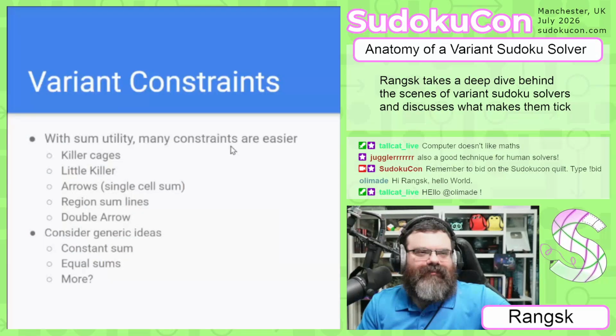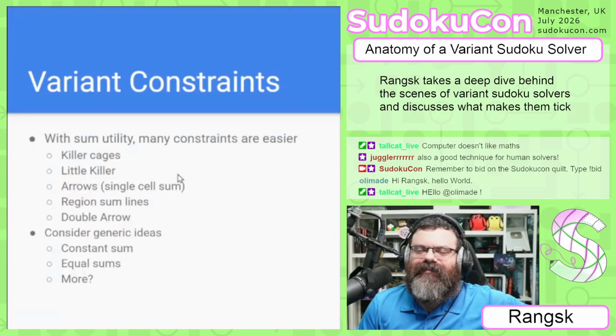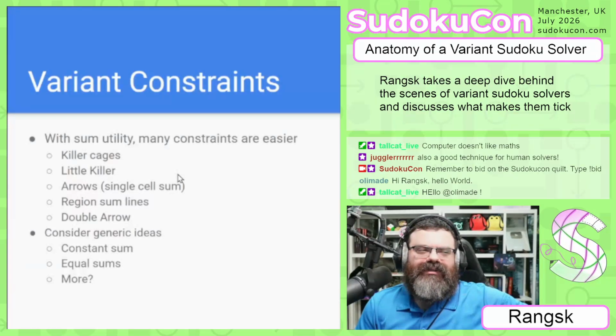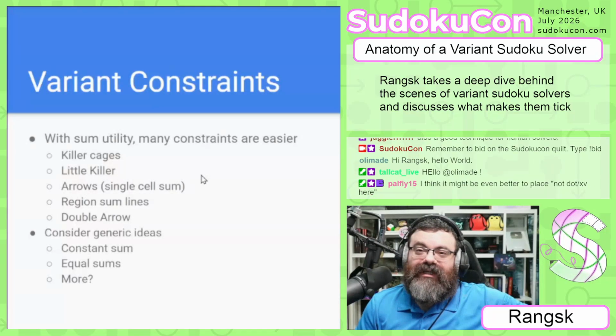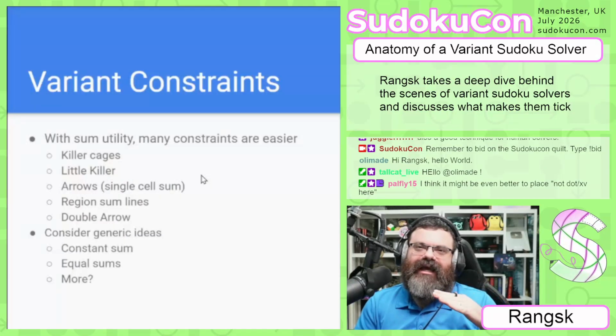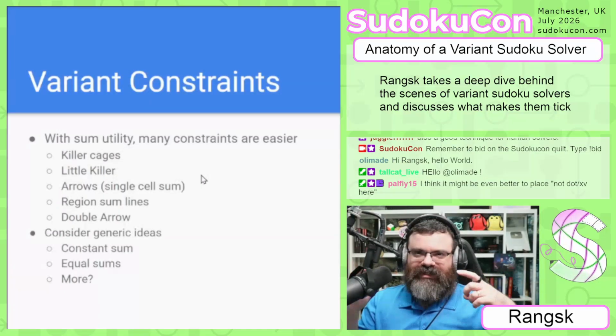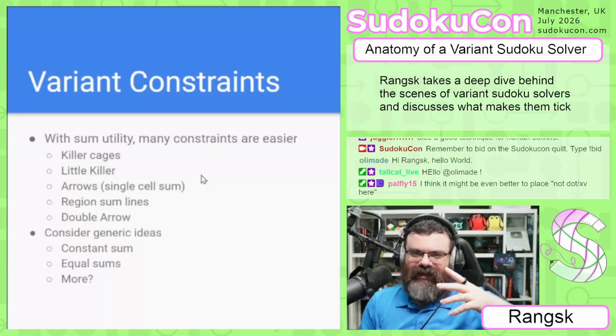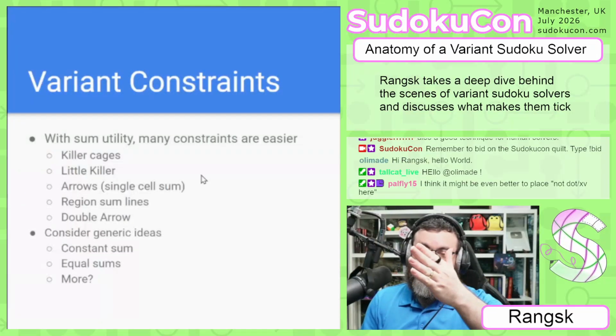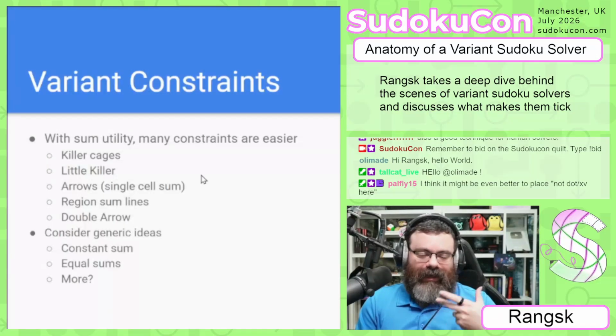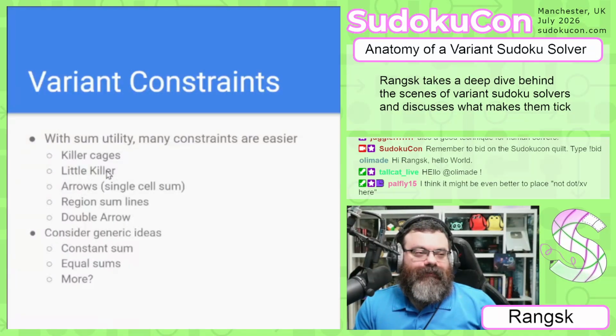So the sum utility makes a whole lot of constraints a whole lot easier. Killer cages, and little killer, where this whole diagonal must sum to something. Little killer is the big motivation, along with arrow, to group the sums, because a little killer is only ever going to have at most 3 groups. If you don't account for that, the range of possible sums is huge and the calculations are very slow. But once you treat it as a set of up to 3 groups instead of up to 9 cells individually, it suddenly speeds up the calculations quite considerably.